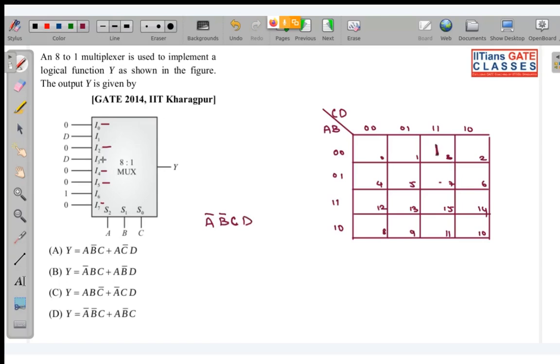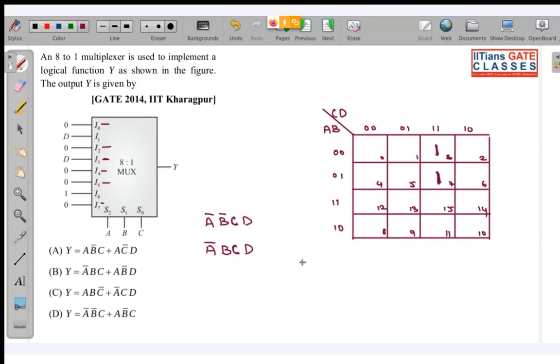Next, where we get I3. So I3 will be what? It will be A complement B C, and what is the input? It is D. So this corresponds to 7. Mark 1 in 7. Now next, where you see in I6.